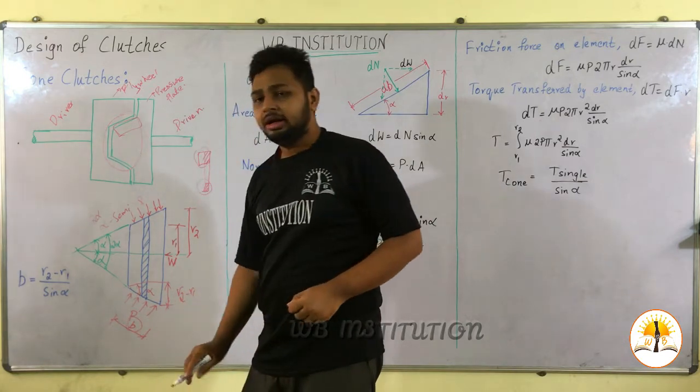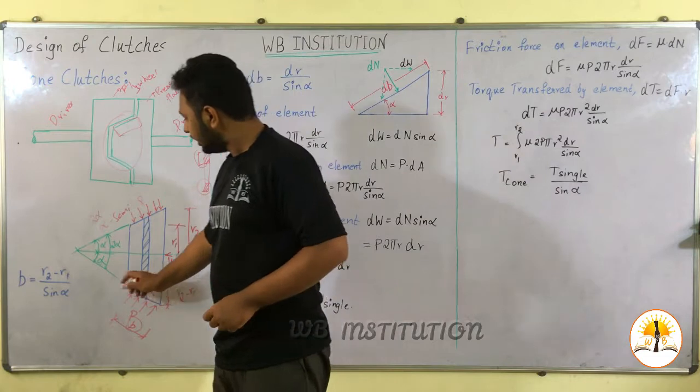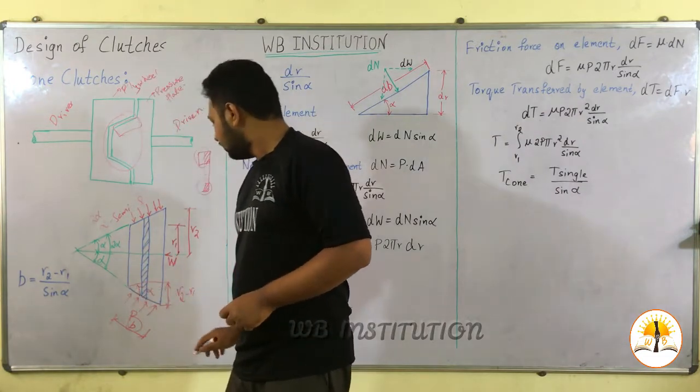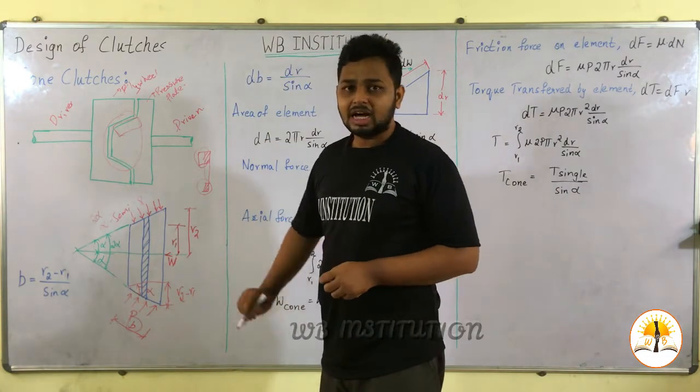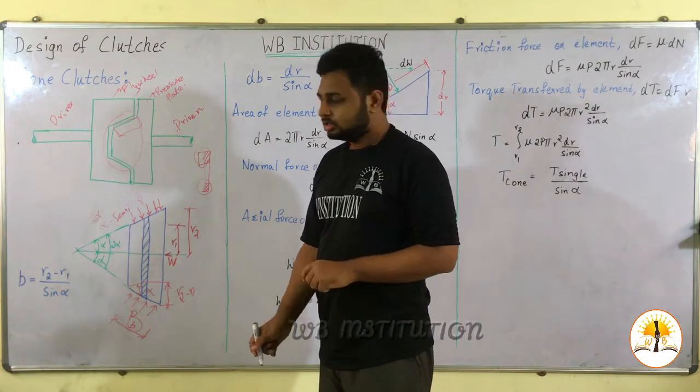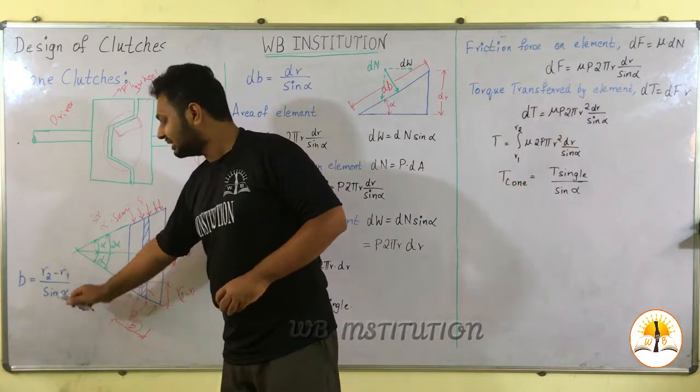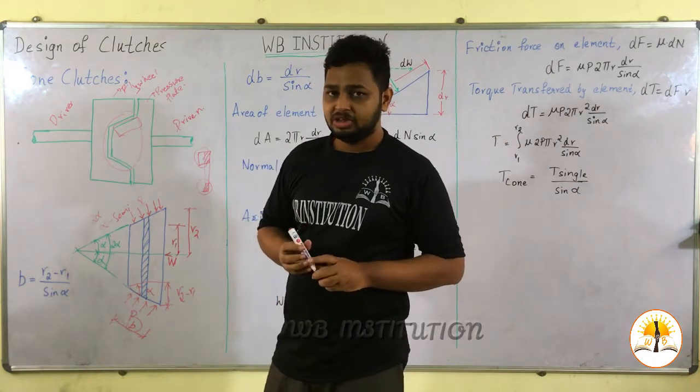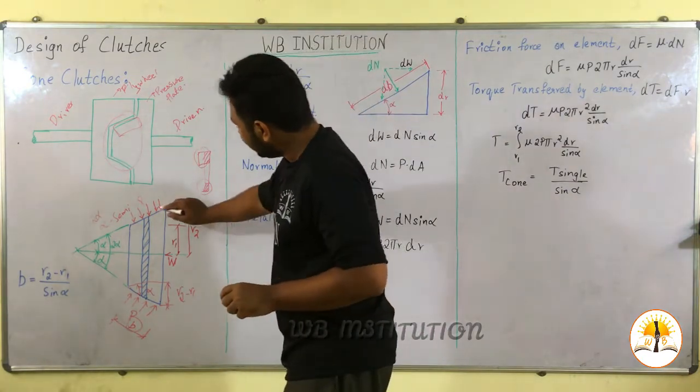So we need B. If we want to calculate the value of B, then we can take sin alpha equal to (R2 minus R1) divided by B. So from this we can say B equal to (R2 minus R1) divided by sin alpha. So let us take this element.